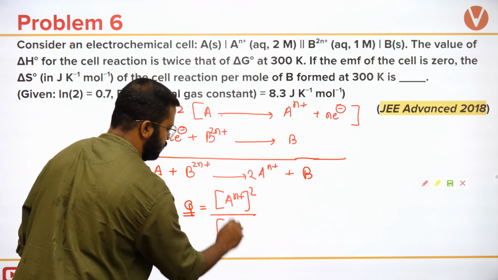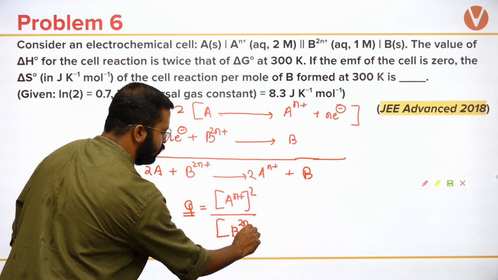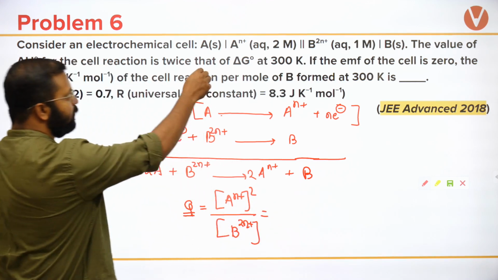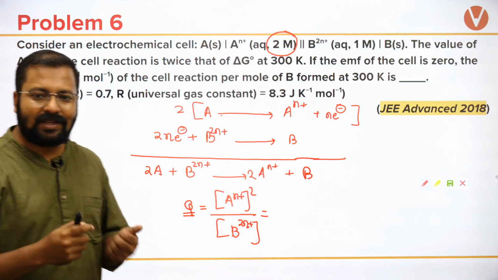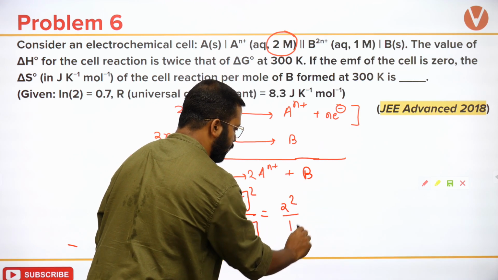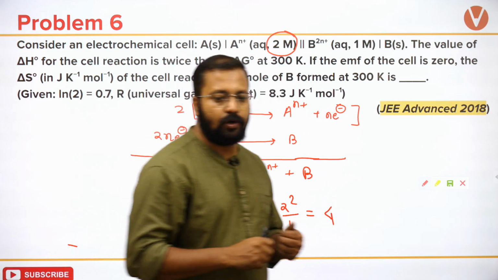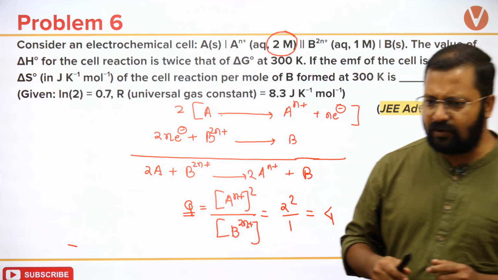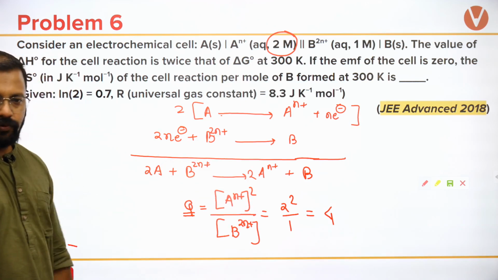If I want to write the expression for Q, it will be [A n+] whole square by [B 2n+]. The concentration of A n+ is given as 2, so 2 to the power 2 upon 1 turns out to be 4. Our value of Q turns out to be equal to 4. It should be plus, not minus. It is equal to 4.